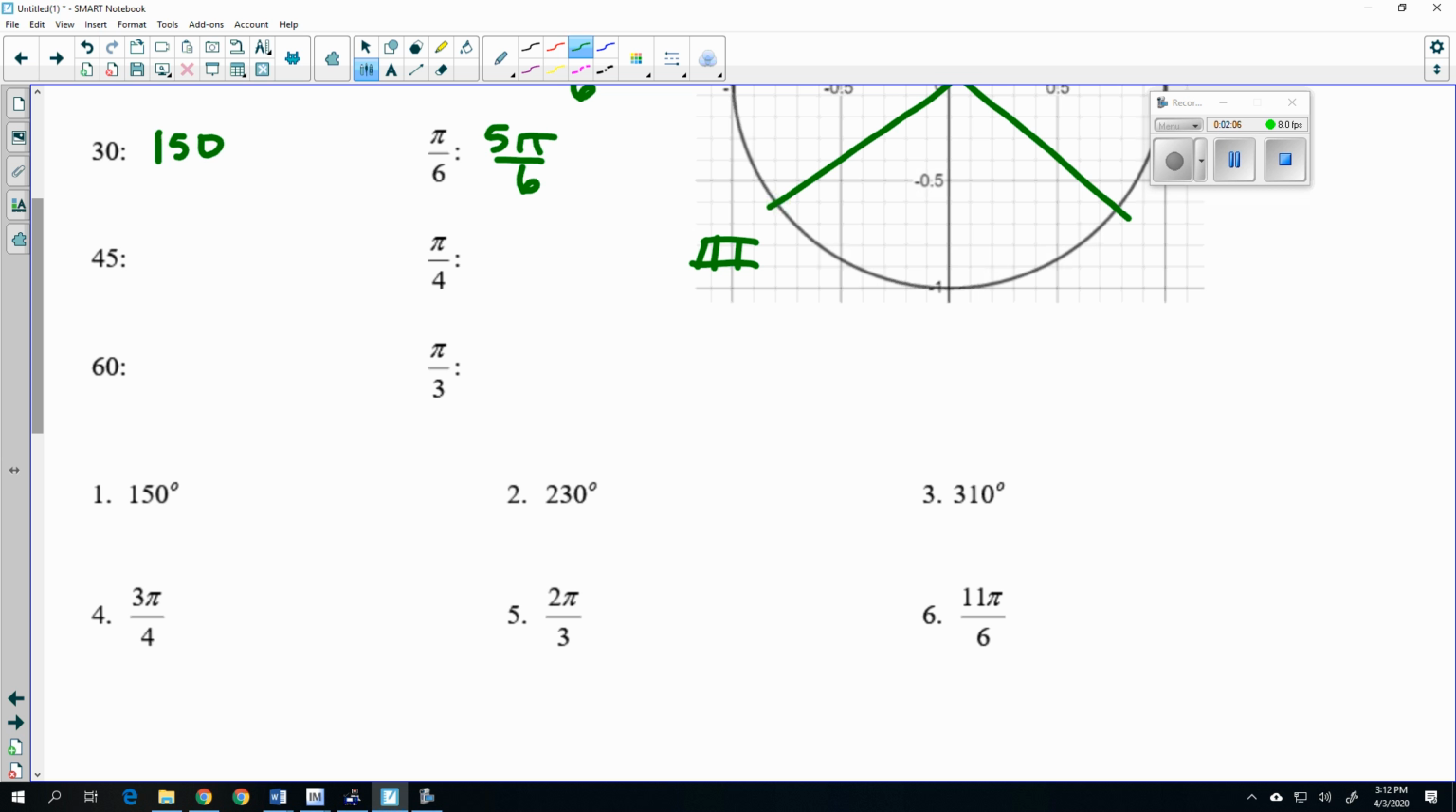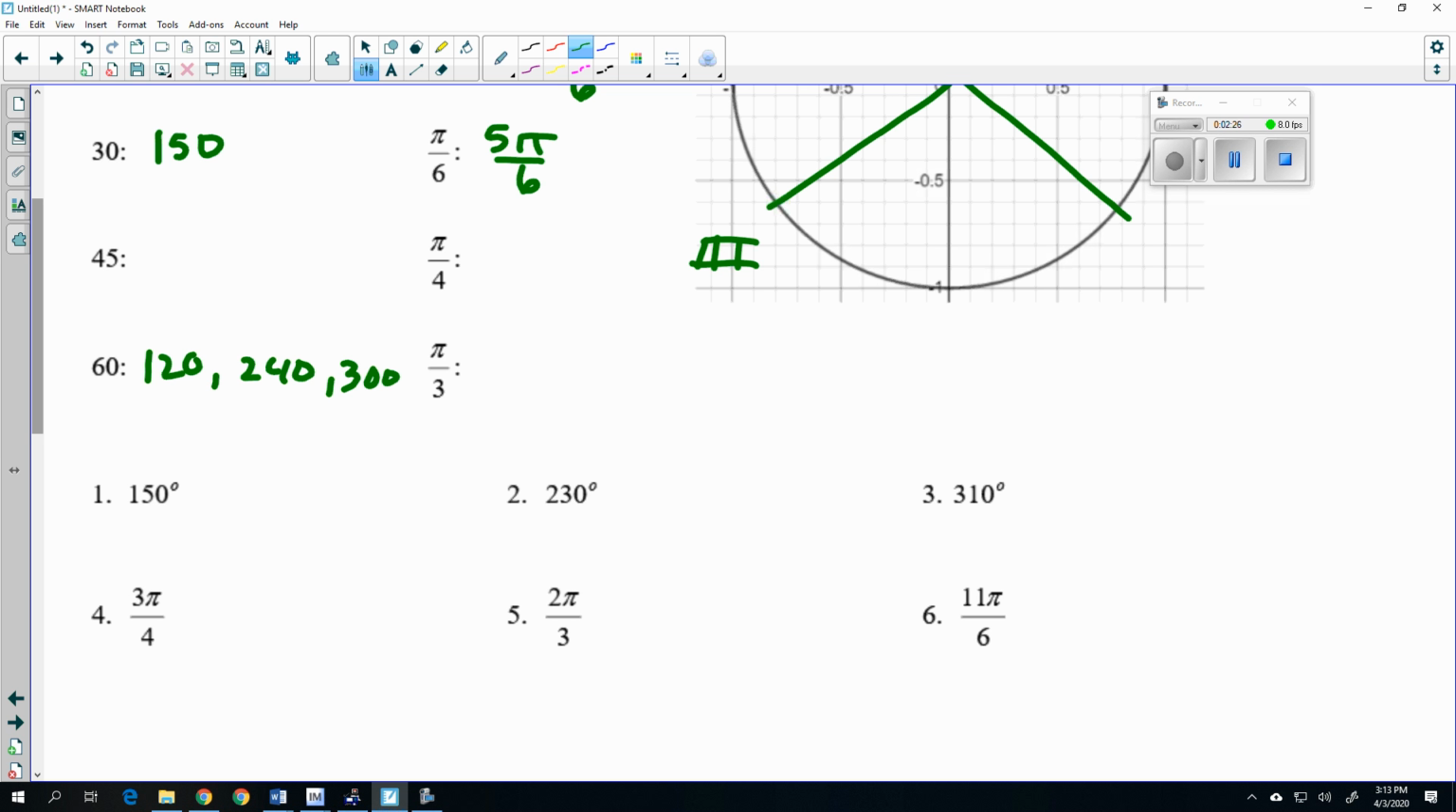So if I wanted just to go around the circle and find my reference angles, if I went to 60, go all the way to 180, back up 60. Go all the way to 180 and another 60. And lastly, go all the way around the circle, back up so you're in quadrant 4, and you have 300.